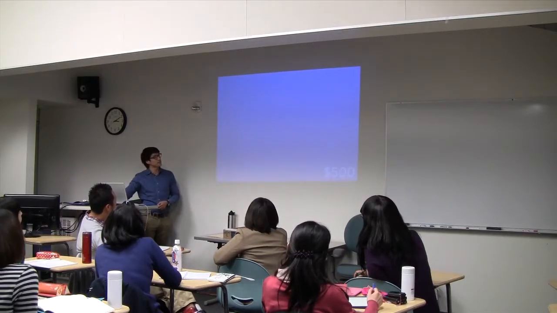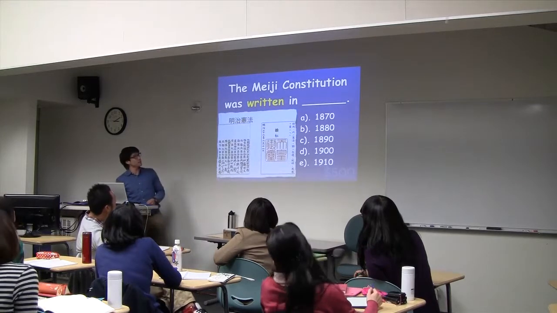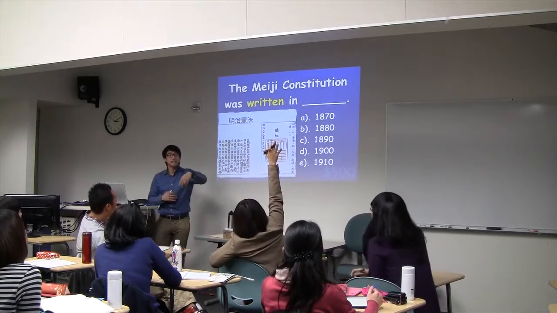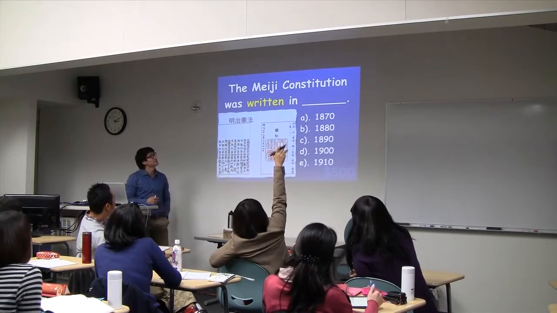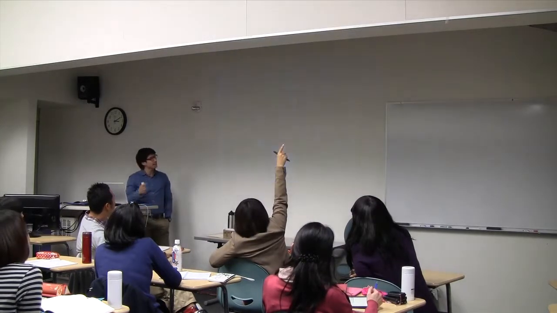Okay, question number 1 for 500 points. The Meiji Constitution was written in... Please read the sentence. The Meiji Constitution was written in 1890. That is correct.